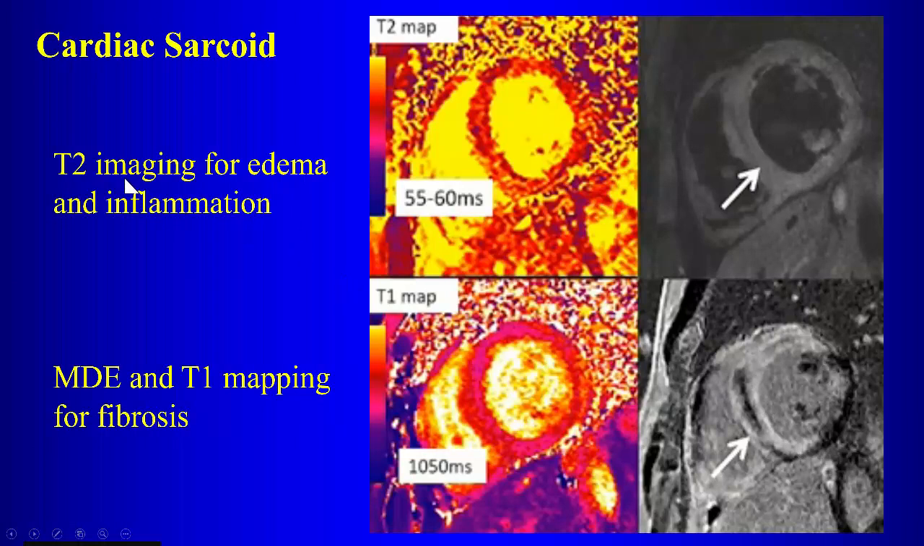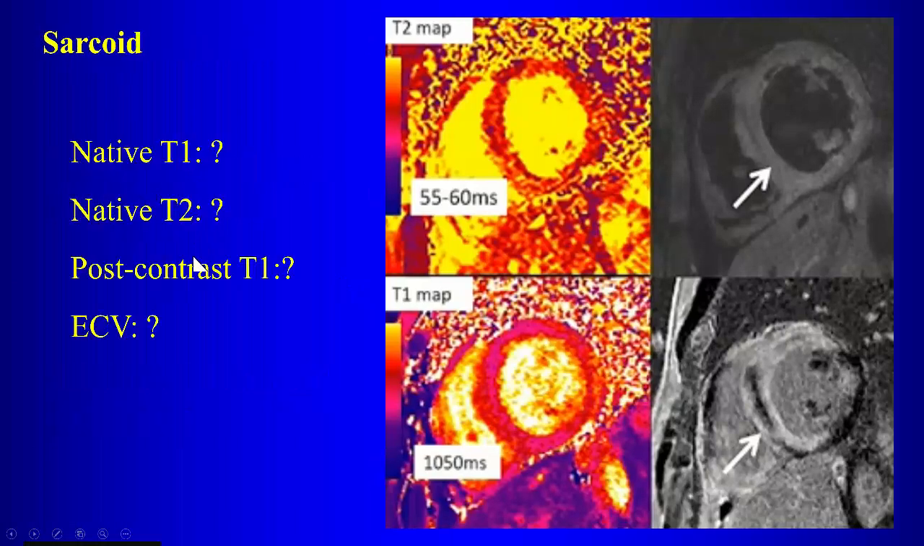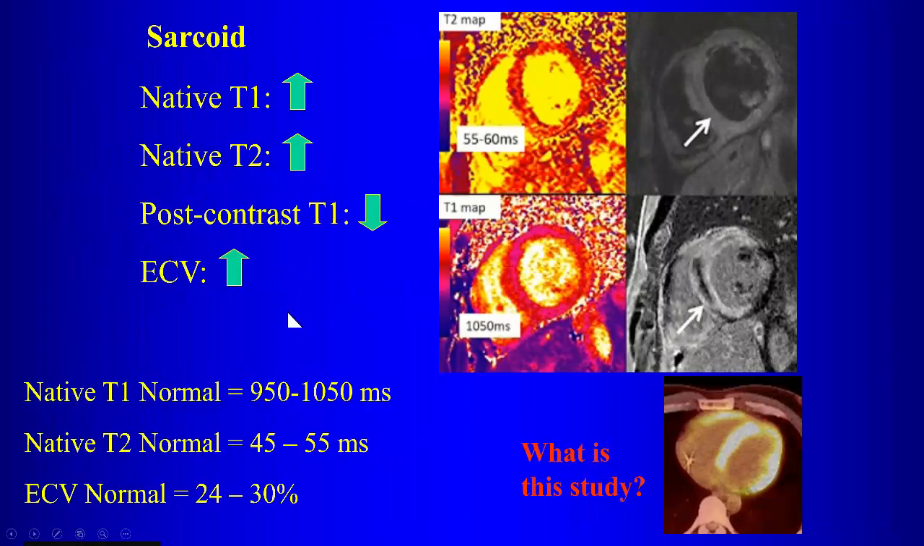Right? So this will affect, of course, your T1, T2. So what happens to the native T1? Increase. T2? Increase. Post-contrast T1, ECV? Yeah. Okay. So what you would expect from pathology, right?